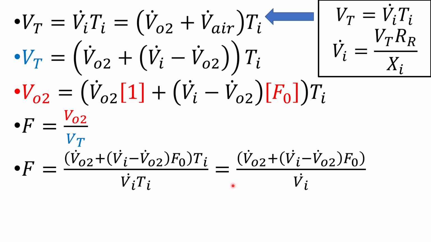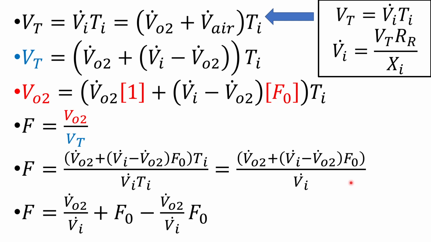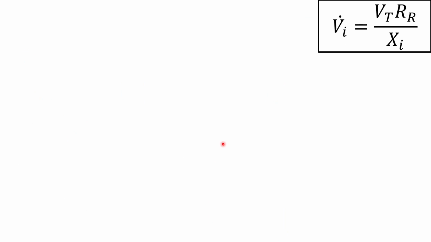And then, so here I'm just rewriting them. And then here I'm just canceling out the TIs, because we can see that the TI is common to both the numerator and denominator. And if we go ahead and distribute this F0 here and here, and then we go ahead and divide each numerator component by VI, or the flow of I, then we get this, that F is equal to the flow of oxygen over the total flow of inspiration plus F0 minus this same factor times F0 here. So let's just bring this and copy it to the next page.